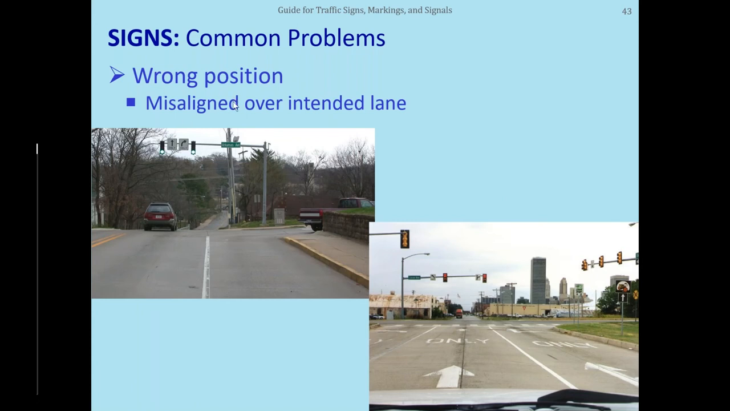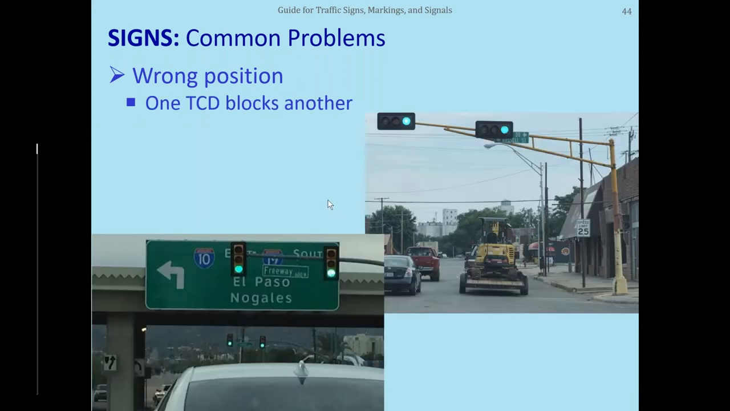Continuing with wrong position examples, misaligned over the intended lane. Signs trying to either regulate lane use or to give you directions, but not placed over the proper lane to which they apply. One sign blocking another sign. In this situation especially, it seems like it took more effort to do it wrong than it would have taken to set this sign out to the side where motorists could actually see it.